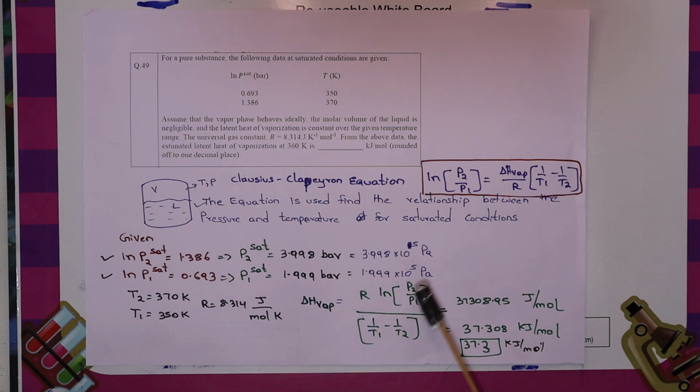If you substitute the values of pressures, temperatures and universal gas constant, you get 37308.95 joule per mole. That means 37.308 kilojoule per mole. So this is the answer you are supposed to give. That is the enthalpy, the latent heat of vaporization. And thank you.